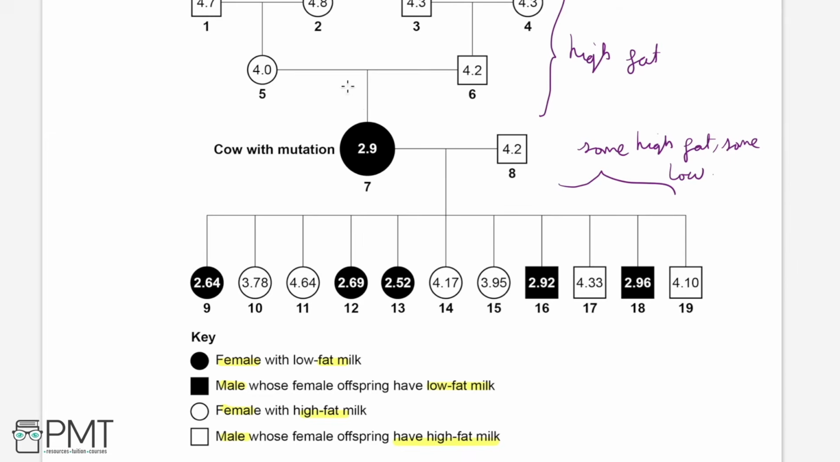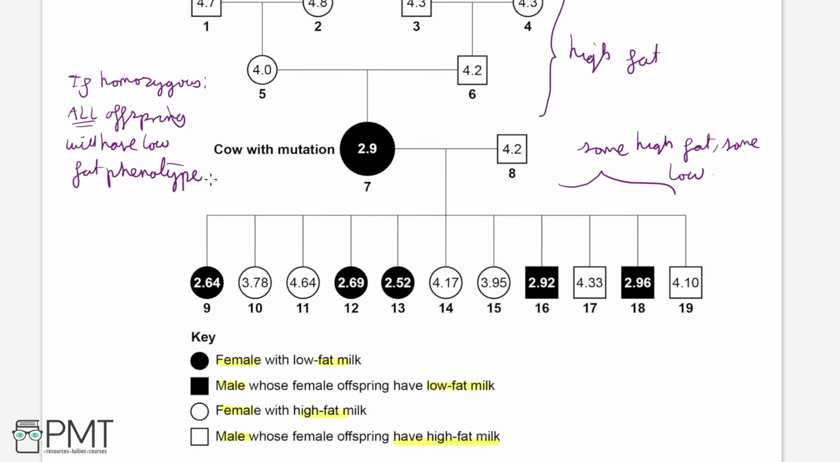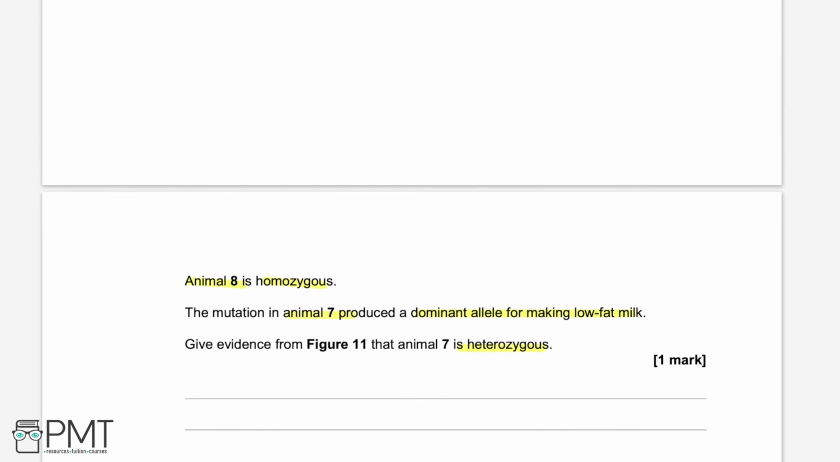Were the mutation in the cow to be homozygous, then all of its offspring would have low-fat milk, since only one copy of a dominant allele is required in an individual for the phenotype to be expressed. Since some offspring have full fat and some low fat, we can deduce that it's heterozygous. So our reasoning is that it produces some offspring with high fat milk.